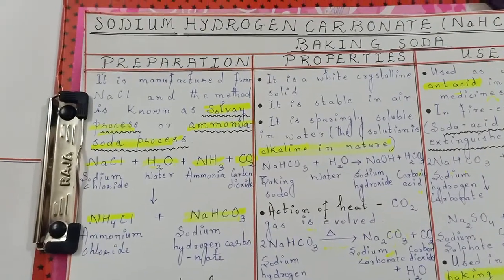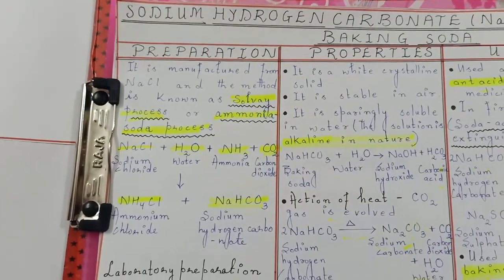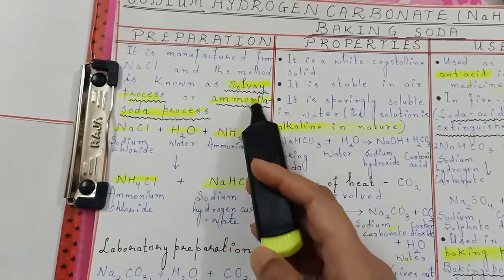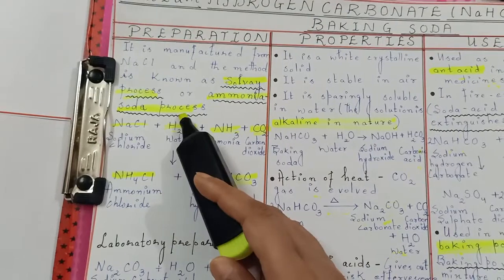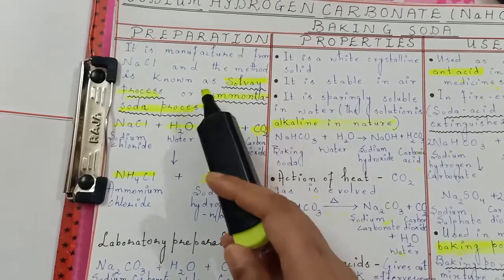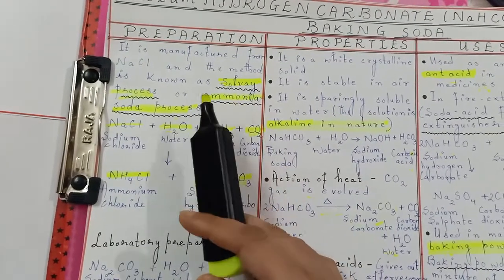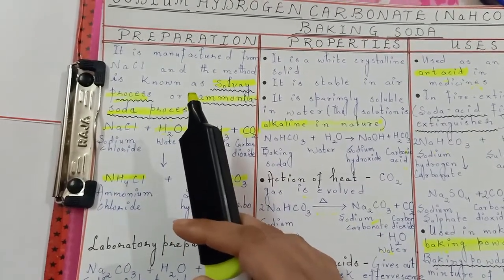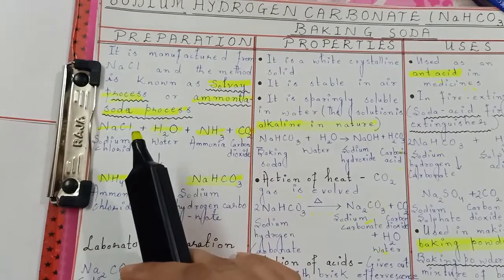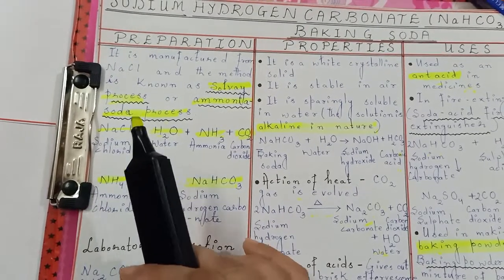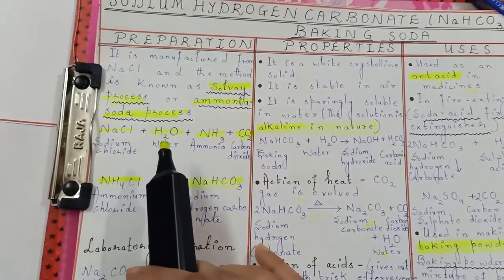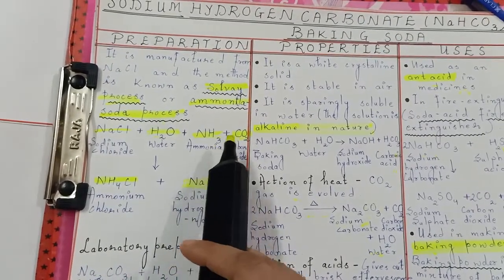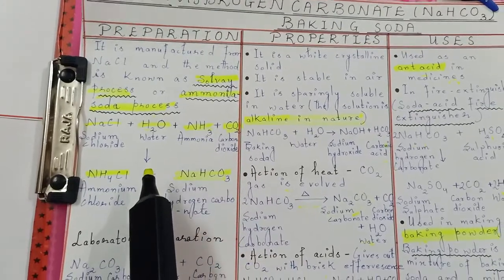Now sodium hydrogen carbonate or baking soda is prepared in industries by the process known as the ammonia soda process, or it is also known as the Solvay process. What is done in the ammonia soda process is that sodium chloride is taken and you make a concentrated aqueous solution of sodium chloride in water. Then ammonia gas is passed through it, and after that carbon dioxide gas is also passed through it.